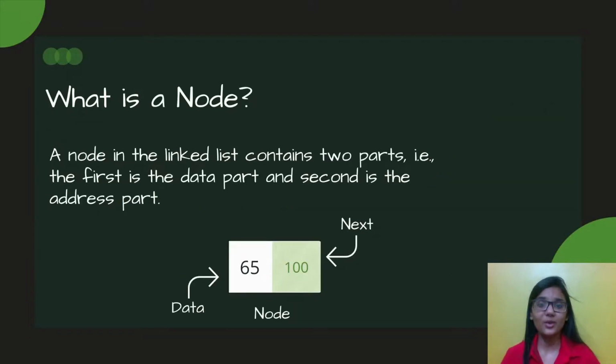Now, what is a node? A node in a linked list contains two parts, the first one being the data part and the second one being the address part. In the address part, we store the address of the next element, and in the data part, we store the element of the current node.